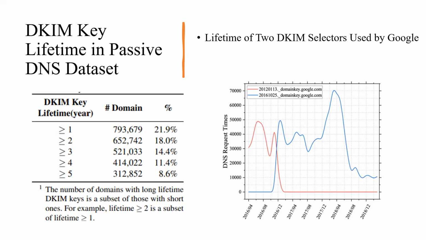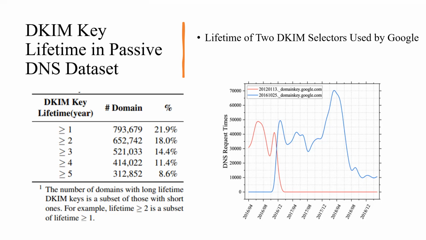And in the other half of the slide, you can see the lifetime of 2 key selectors used by Google. As you can see, the data fluctuates according to the time period, and you can see that the red one, which is in 2012, has request time becoming 0, whereas the 2016 data, although it started with the same time or 0 requests, gradually increased.